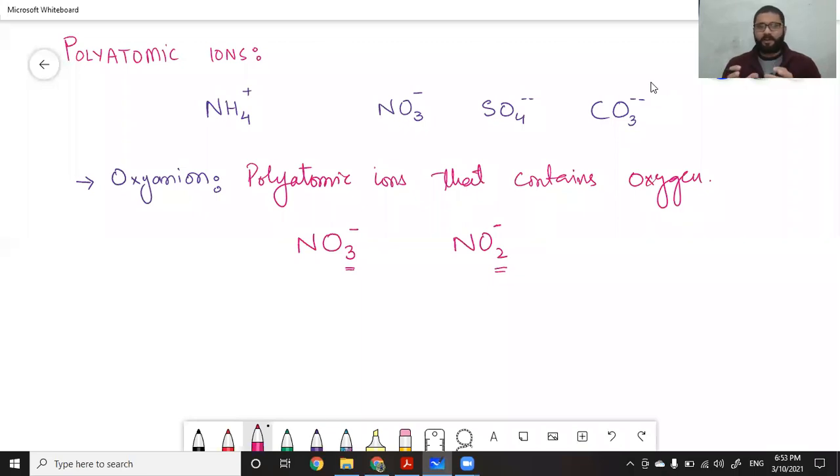So the difference in the number of oxygen in these polyatomic ions gives us a new dimension for naming them. The polyatomic ion that contains more oxygen has a name that ends with ATE, while the polyatomic ion that contains fewer oxygen has a name that ends with ITE. The name of NO3 negative will be nitrate ion, while the name of NO2 negative would be nitrite ion.